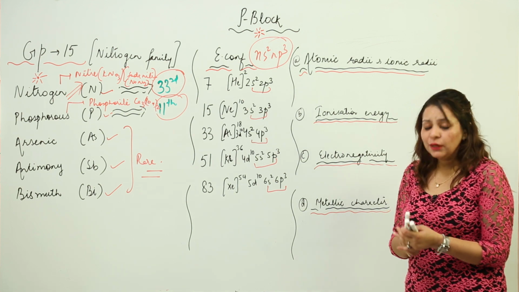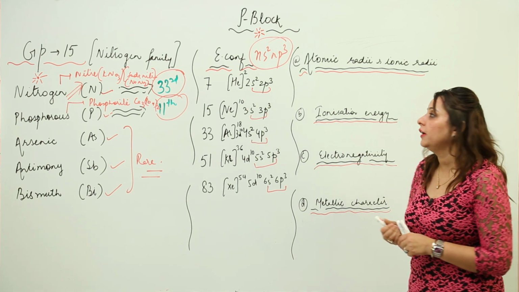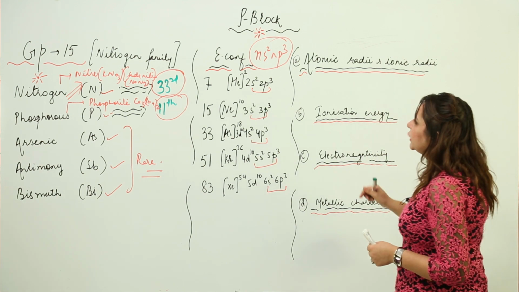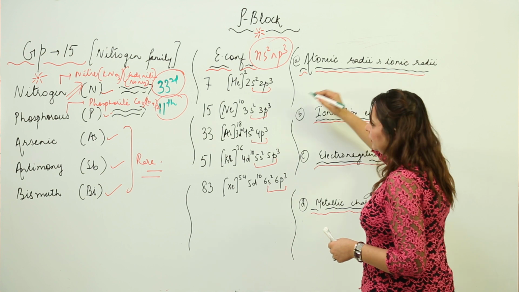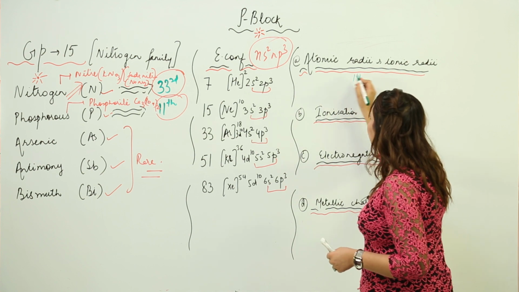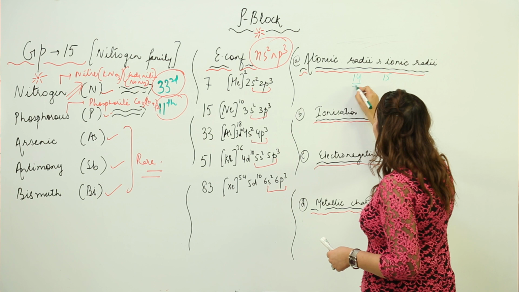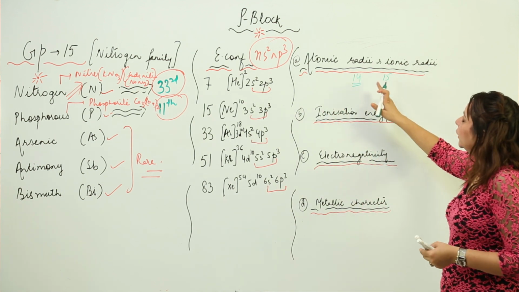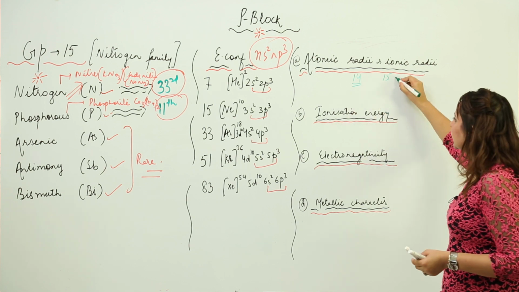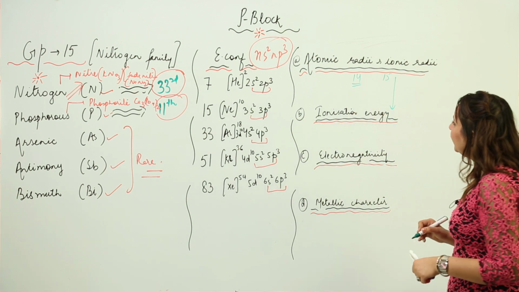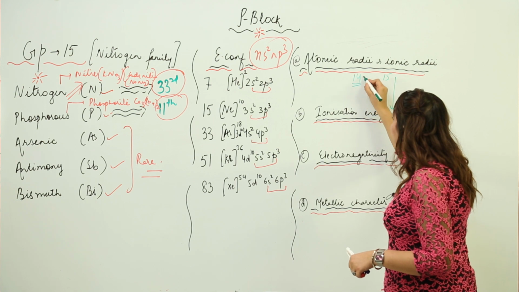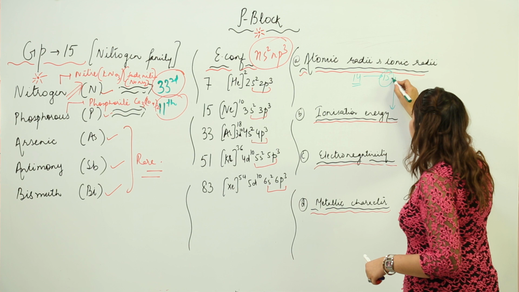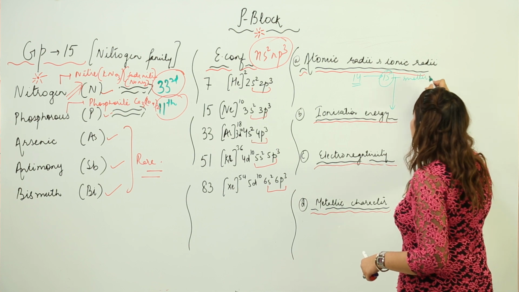Now starting with the other property, we will talk about atomic radii and ionic radii. The group present before 15 is group 14, so we are going to compare size with group 14 as well as along the group members. If we compare the size of groups 14 and 15, we see that group 15 elements are actually smaller.